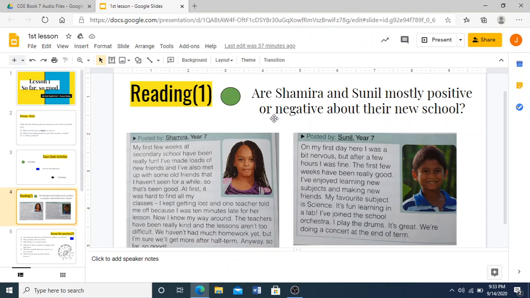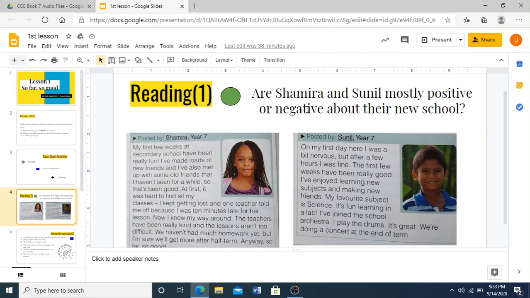Now, coming back to this question, are Shamira and Sunil mostly positive or negative about their new school? Which is the correct answer? Of course, both Shamira and Sunil are mostly positive about their new school. At first, the start was shaky, but as time goes on, they felt more confident. They felt they could express themselves better, and they are positive about the future in the school. So I think mostly positive would be the correct option to choose.